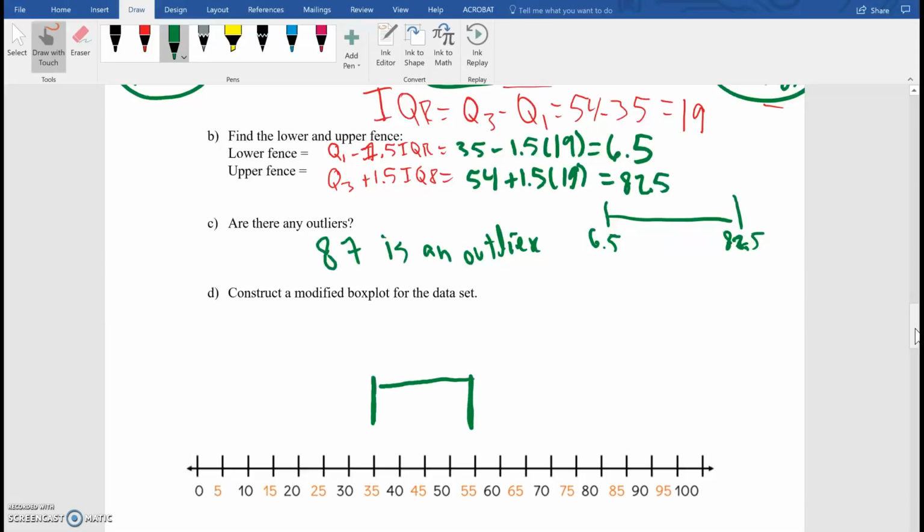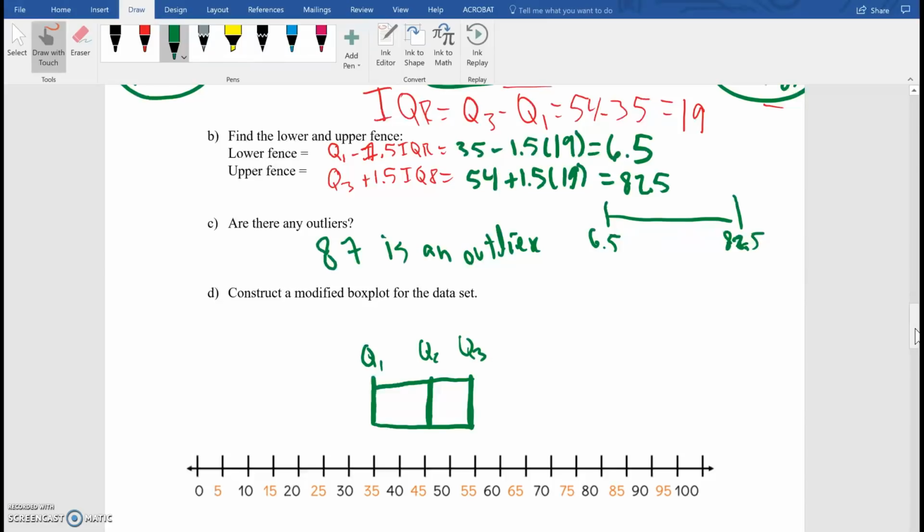Okay, so I have a pretty little box here that looks kind of crooked. My median was what? I forgot what my median was. Was it 46? Yes. So 46 is around here. So I'm just going to make a rough estimate that 46 is right here. So here's Q1, Q2, and Q3.